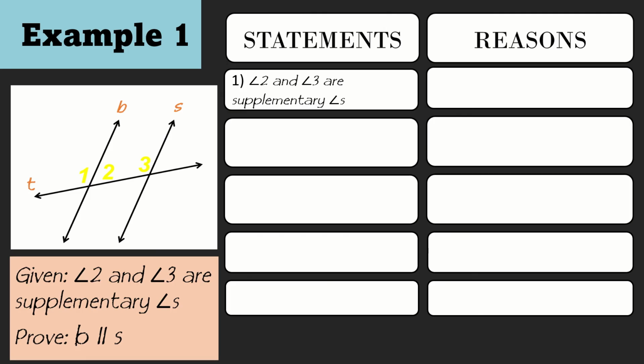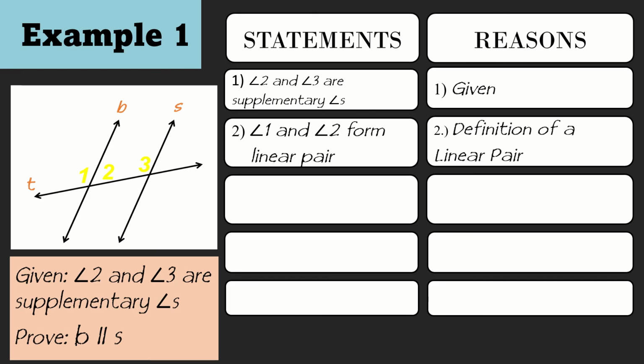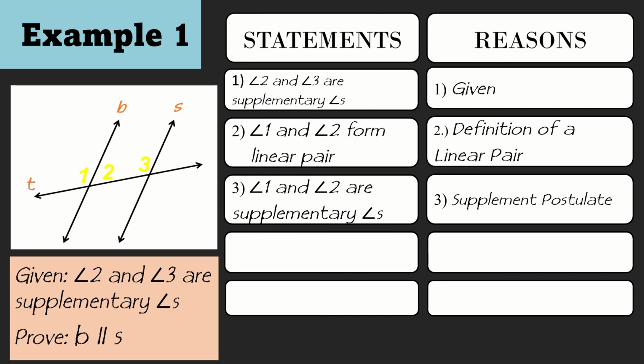For our next statement, we can see that angle 1 and angle 2 form a linear pair. The reason is by the definition of linear pair. For statement 3, since angle 1 and angle 2 form a linear pair, we can say that angle 1 and angle 2 are supplementary angles by applying the supplement postulate. The supplement postulate states that if two angles form a linear pair, then they are supplementary.